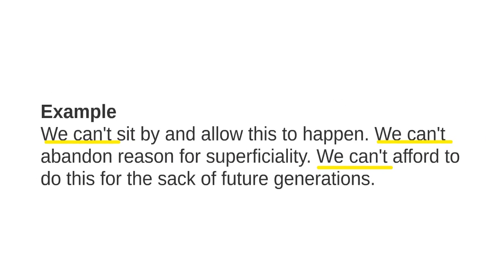Here's another example. We can't sit by and allow this to happen. We can't abandon reason for superficiality. We can't afford to do this for the sake of future generations. The repetition of we can't is creating power inside this set of sentences.